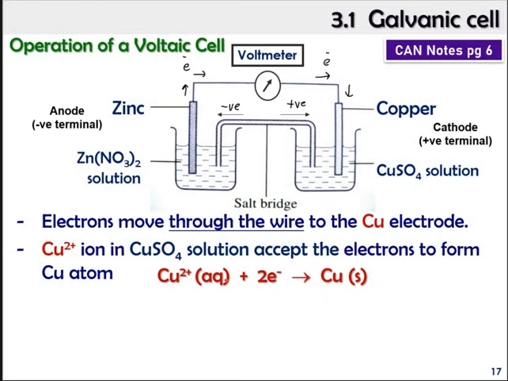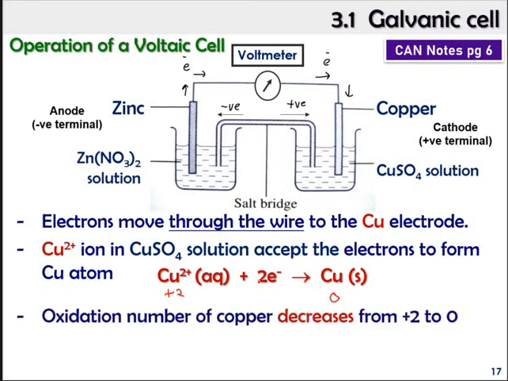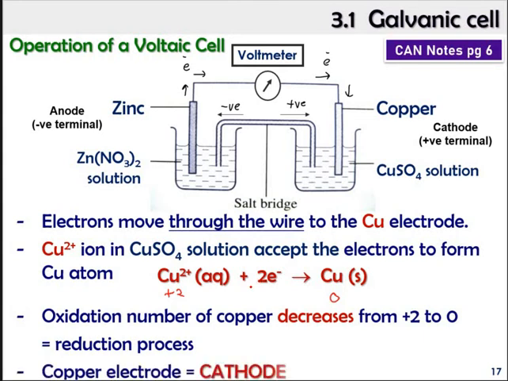So let's check the oxidation number here. Cu2+, okay, the oxidation number is +2, and then the Cu is 0. So oxidation number from +2 to 0. So the oxidation number decrease. So that means it is what? It is a reduction process. Okay, so reduction process, that means copper is cathode.